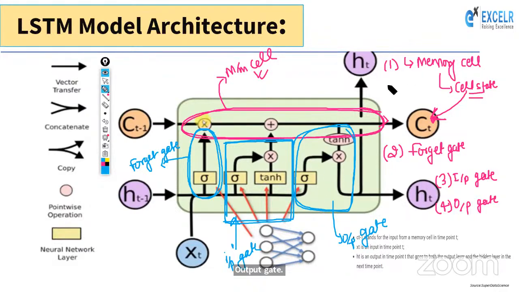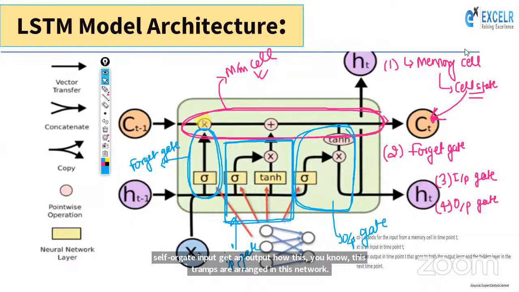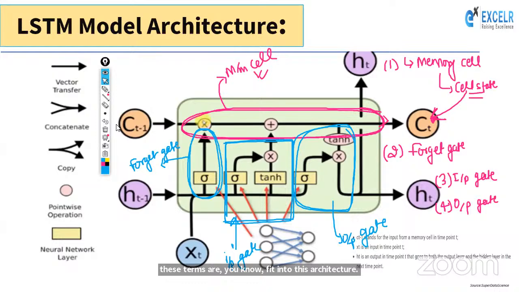Is that clear, guys? What are these terminologies? Memory cell, forget gate, input gate, and output gate, and how these terms are arranged in this network. Up to this point, guys, any issues understanding these terms, and how they fit into this architecture? Okay, cool. So I guess things are pretty much clear.